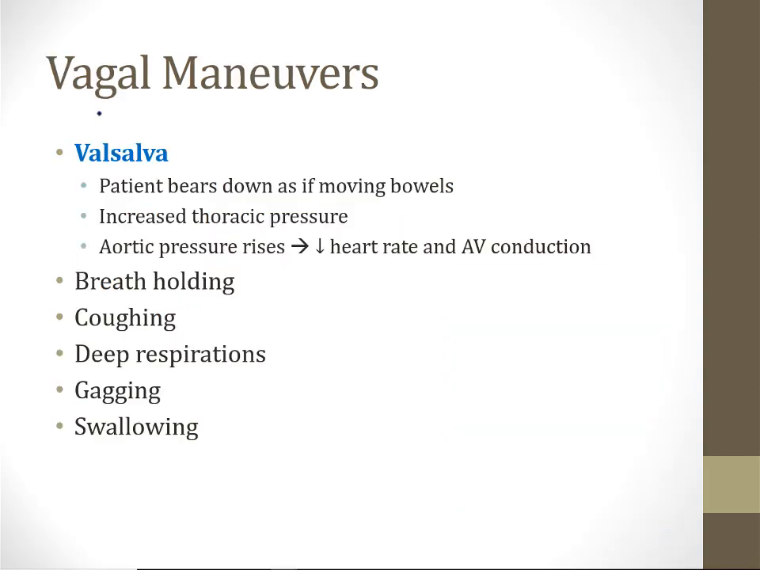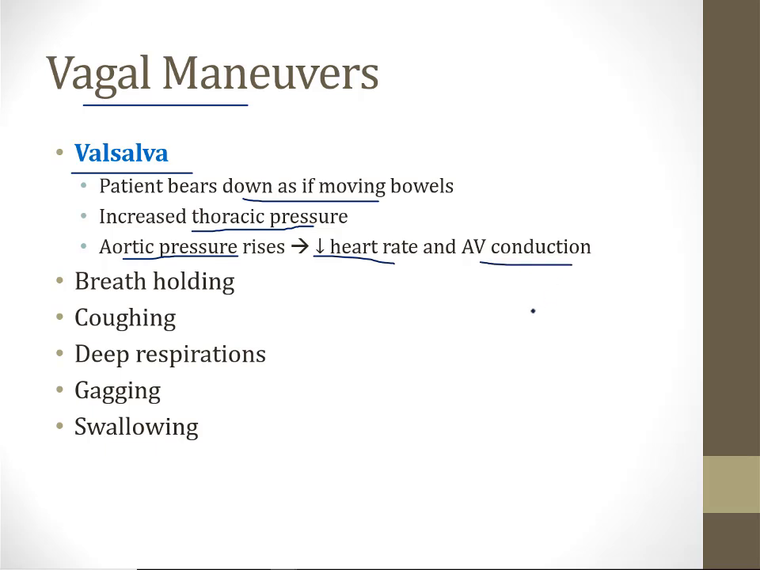Another way to slow conduction in the AV node is to ask the patient to perform what are known as vagal maneuvers. These are maneuvers that increase the output of the vagal nerve, and therefore they lead to slowing of the heart rate and slowing of conduction through the AV node. The classic vagal maneuver is the Valsalva maneuver, where a patient bears down as if they are trying to move their bowels. What this does is it increases the pressure inside the thorax, and that slightly increases the pressure in the aorta. When this happens, baroreceptors sense this rise in pressure, and through reflexes, they slow the heart rate and slow conduction through the AV node, and this can break AV-NRT.